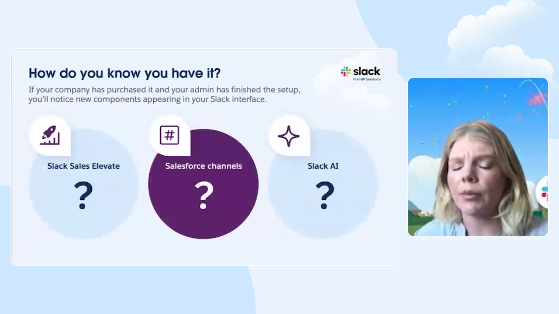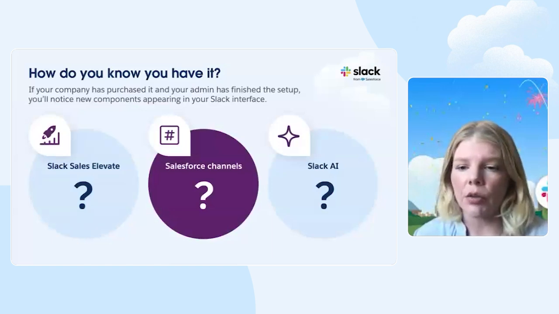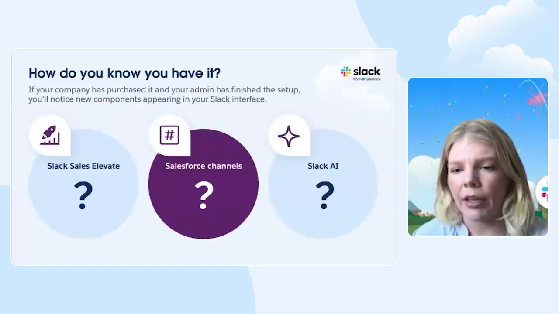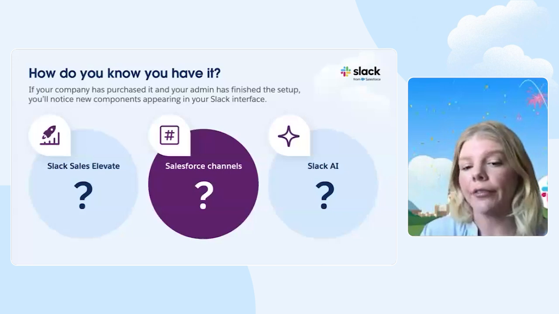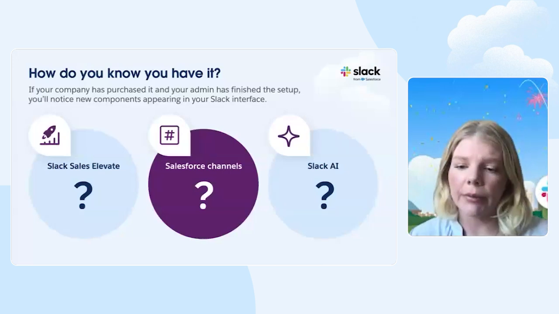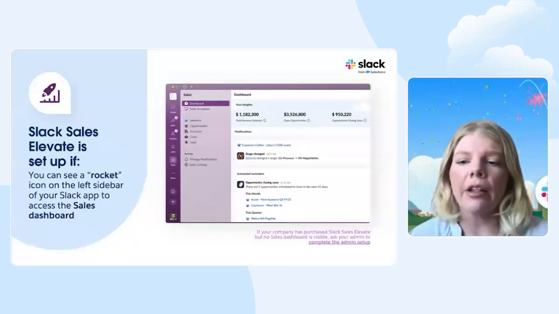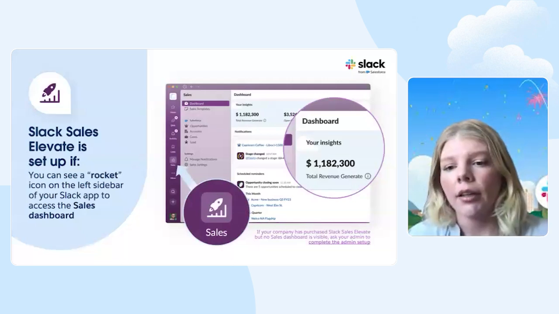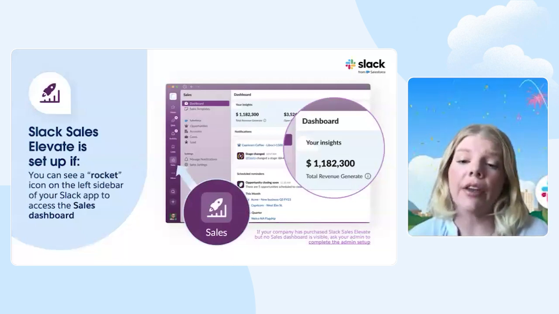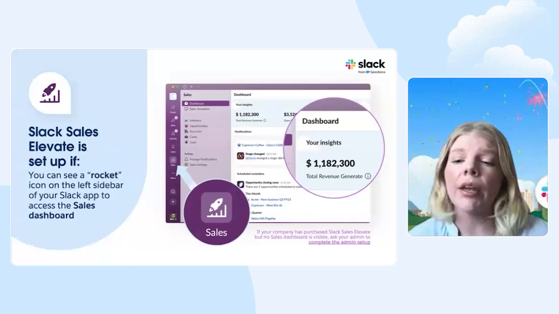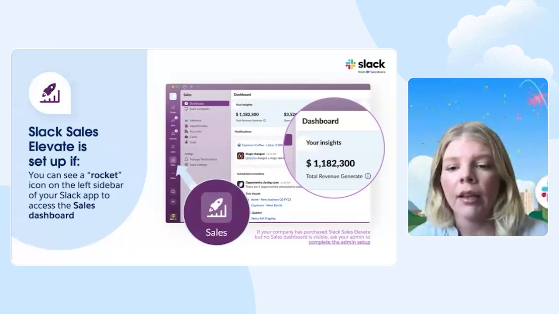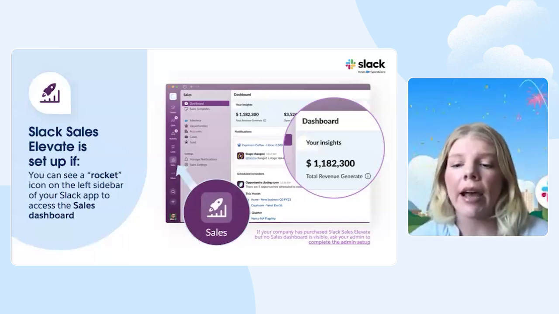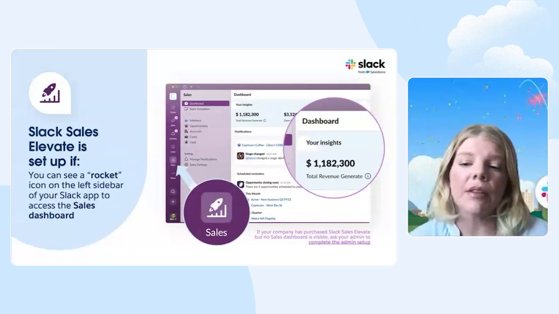If your company has purchased Sales Elevate, Salesforce channels, or Slack AI, and your admin has set up everything, you'll see new components appear in your Slack interface. Let me show you what that looks like. For Sales Elevate, you'll know if you have it if you see a rocket icon on the left sidebar of Slack, which gives you access to the sales dashboard. If your company has purchased Sales Elevate, but the sales dashboard isn't visible, it likely means the setup is incomplete. In that case, you'll want to reach out to your admin and ask them to finish the setup, following the steps in the admin setup guide, which you can download via the link below this video.